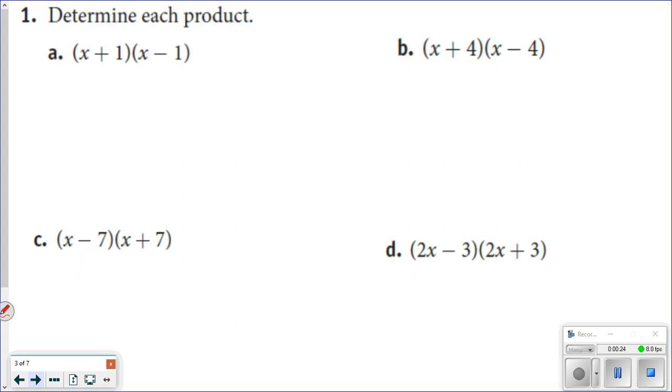So we're just going to do a lot of extra practice here, and I want you to take time to pause the video and do these questions on your own before I go through the answers with you. So pause, and you're going to do 1A, B, C, and D. Draw out your box or think about FOIL. First, outside, inside, last. Go for it.